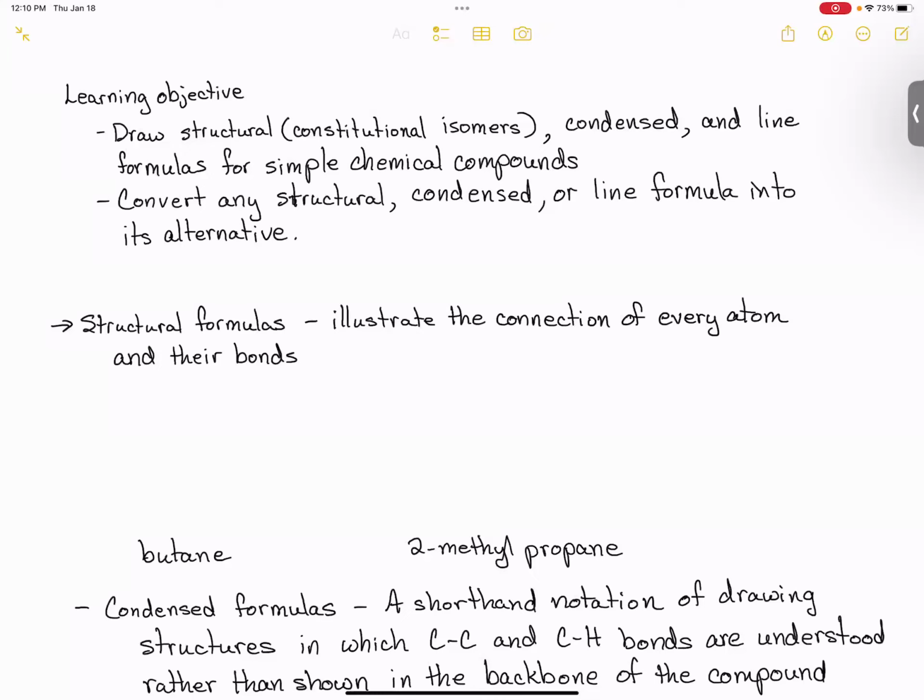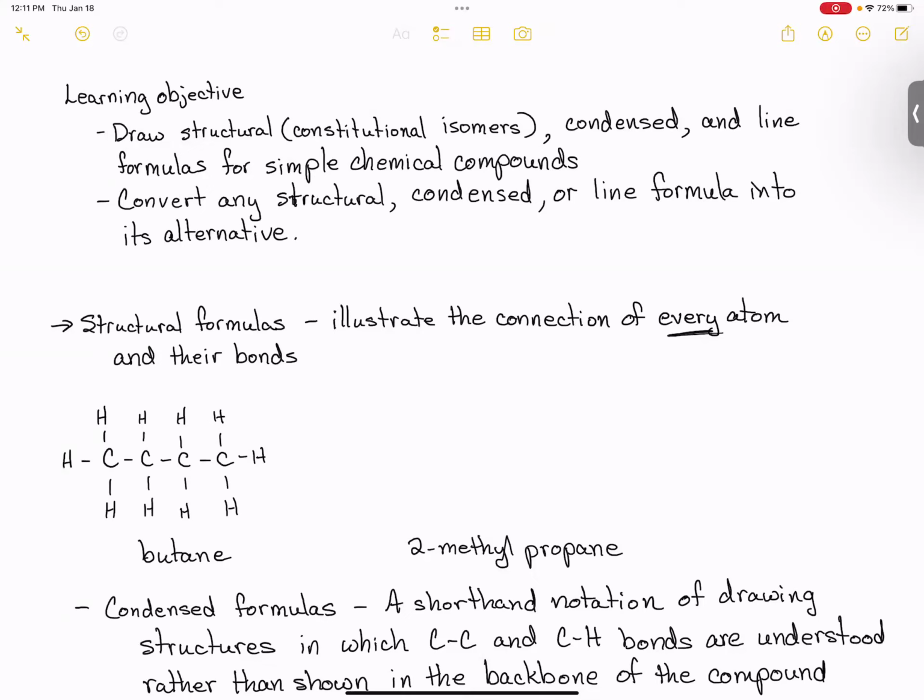So, first of all, the structural formulas. Structural formulas illustrate the connection of every atom and their bonds. So, with butane, butane has 4 carbons that make up the backbone. In order for carbon to exist, it needs to have 4 bonds. So that helps us figure out where all of the hydrogens are distributed. This is a structural formula for butane.